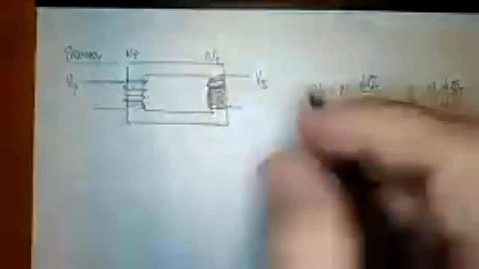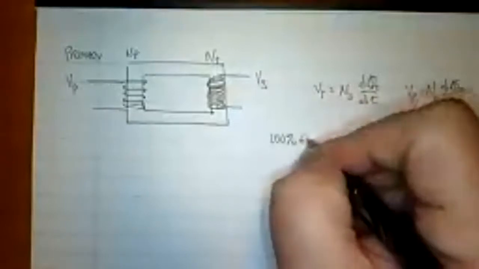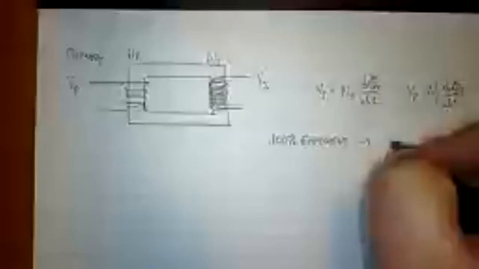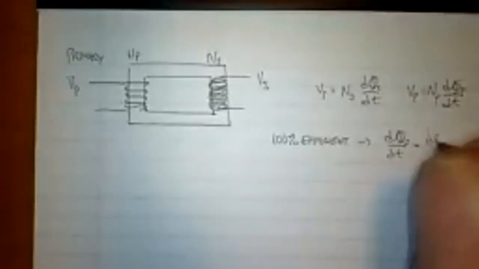Not only that, you'll put them in liquids that make it harder for the magnetic field to escape. So they'll put it in carcinogenic oils and stuff like that and make a really, really efficient one. So if it's absolutely 100% efficient, which it's not, but it's close, then you'd get dΦP over dt is equal to dΦS over dt.